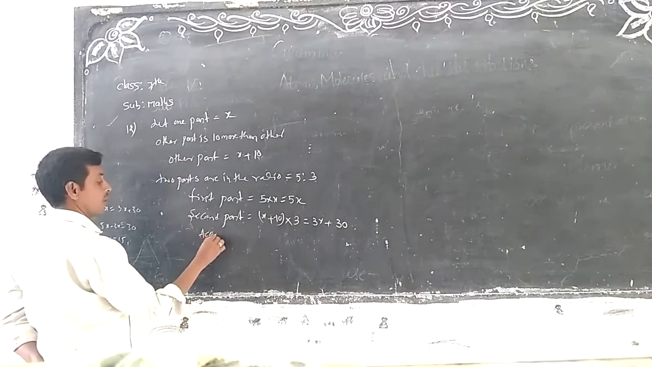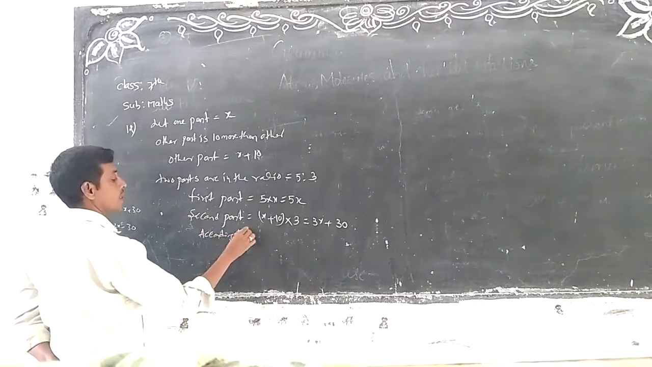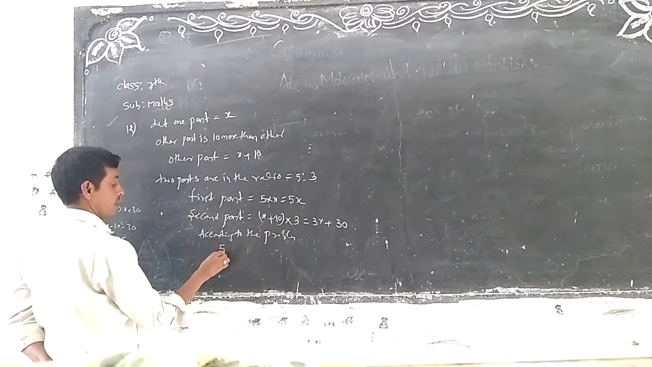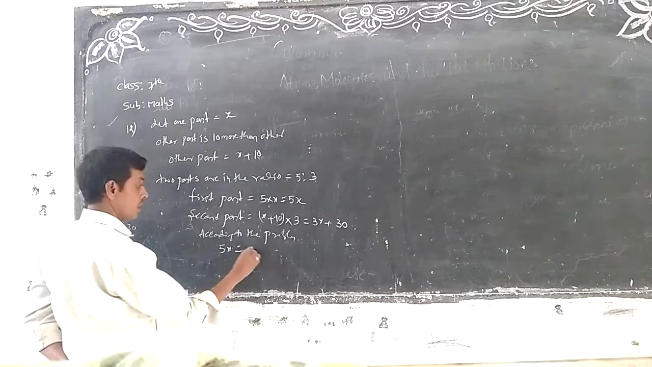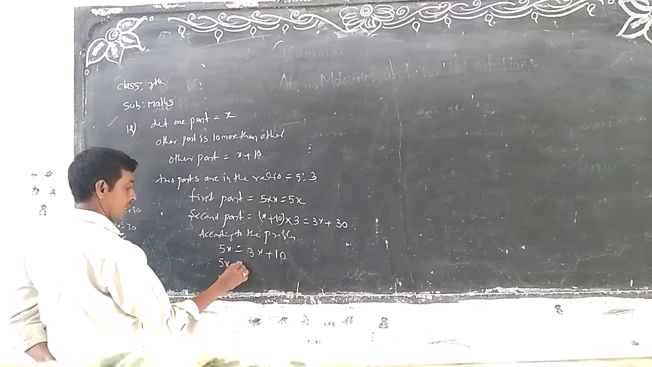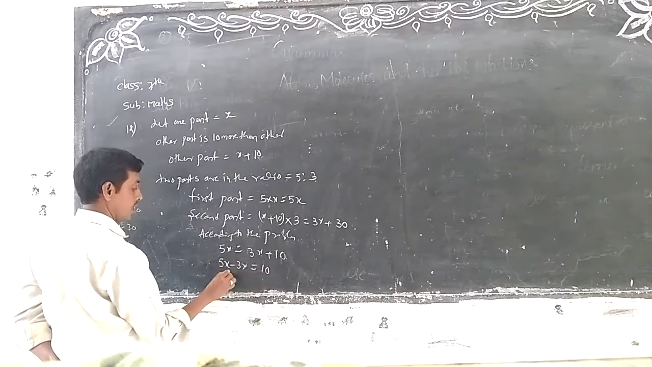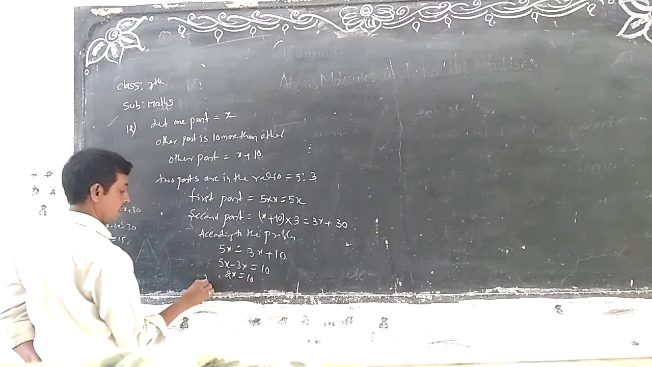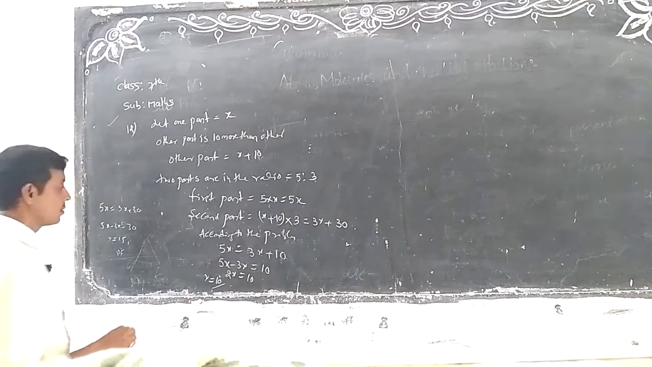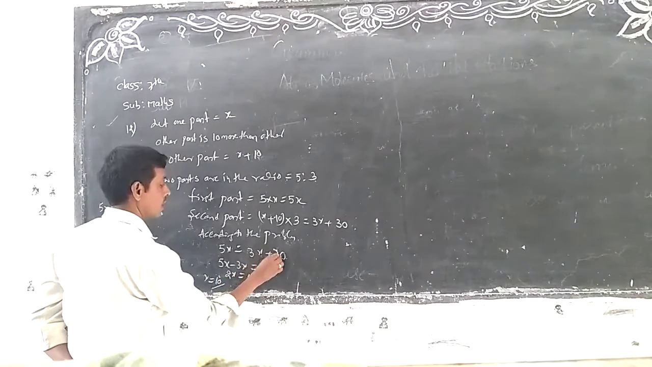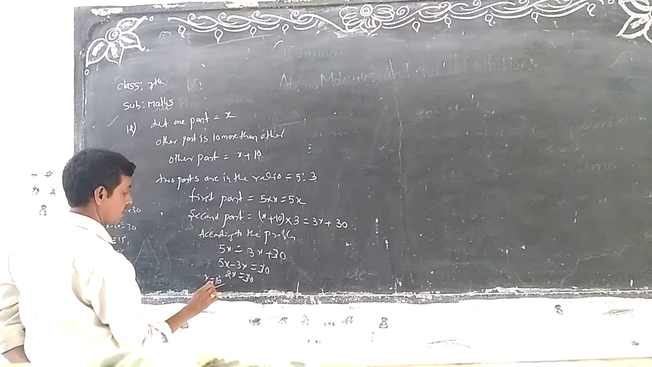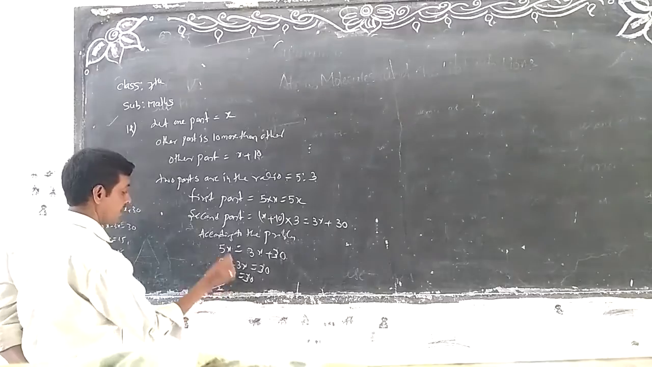So according to the problem, you have to equate these. 5x is equal to 3x plus 30. Taking 3x across, minus 3x, 2x is equal to 30. x is equal to 30 by 2. 2 ones are 2, 2 fives are 10, so x is 15.